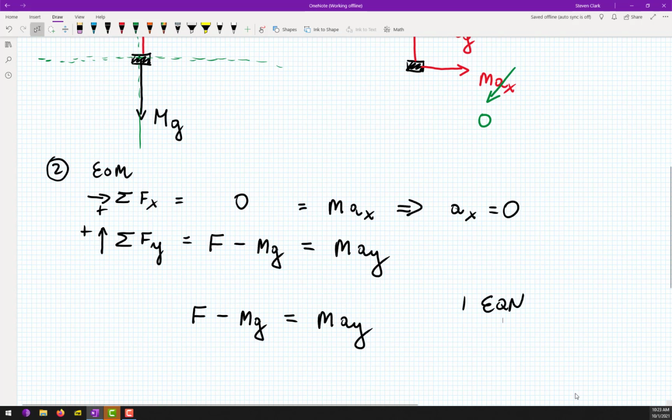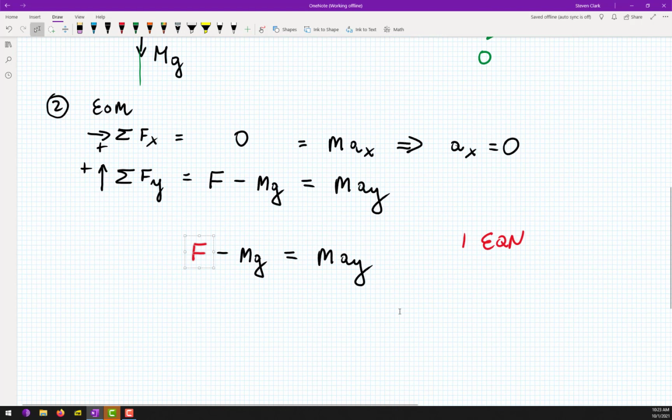And how many unknowns? I'm wondering. I believe that we do not know the tension in the cable. Yep. And we don't know the acceleration.